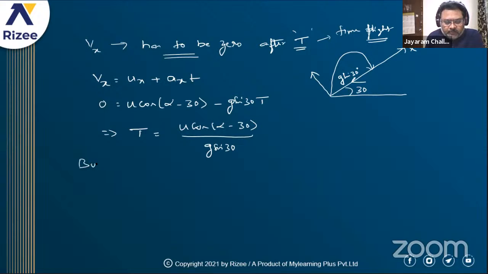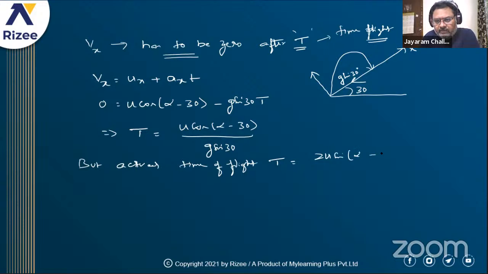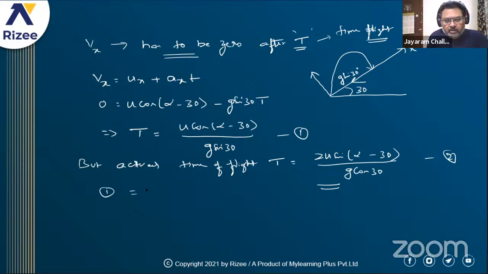But the actual formula for the time of flight is t equal to 2u sine of alpha minus 30 degrees divided by the component of g along the y-axis, g cos 30. So this is also the time of flight, and this is also the time of flight. Let it be equation 1 and equation 2.